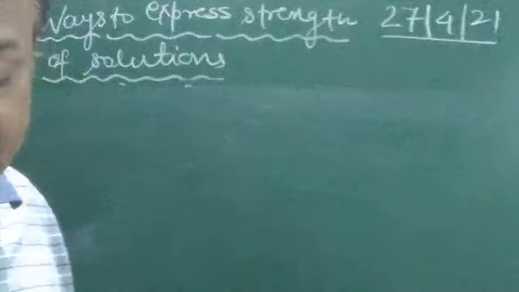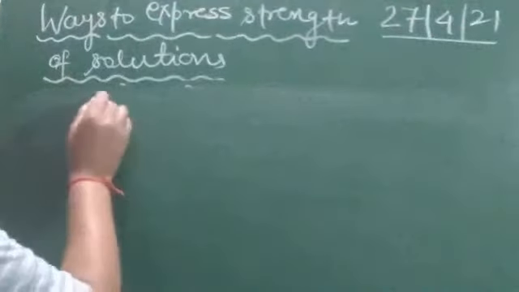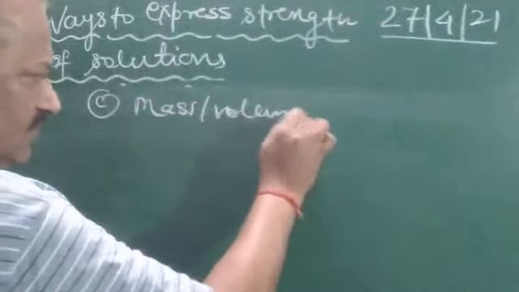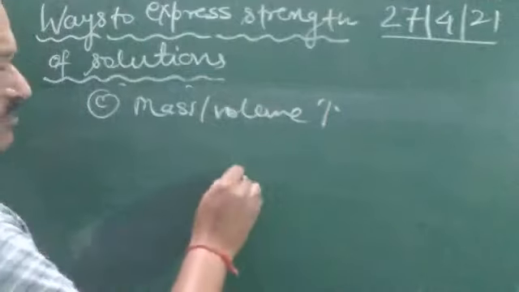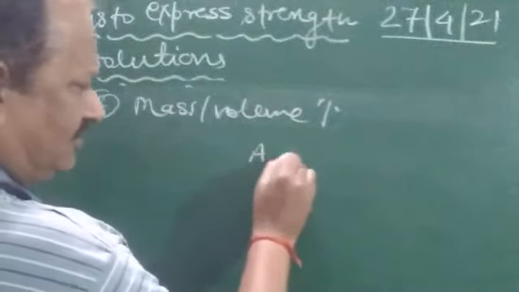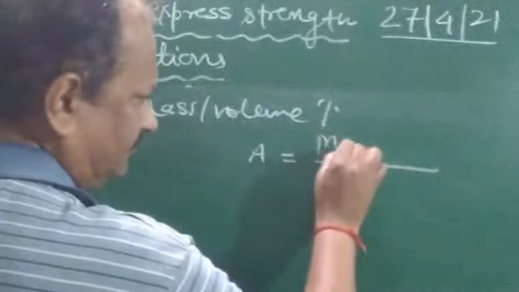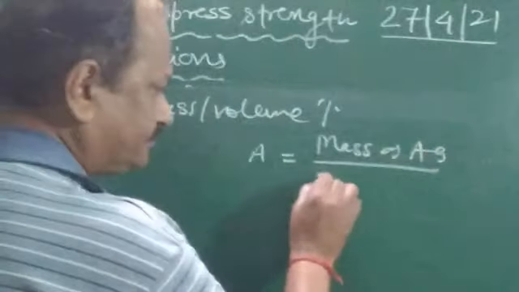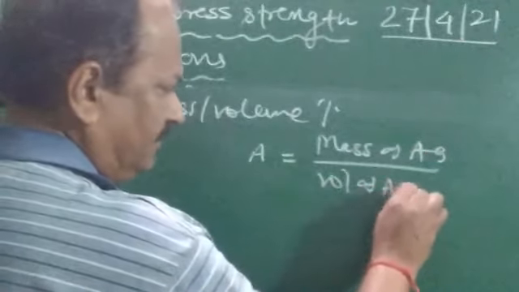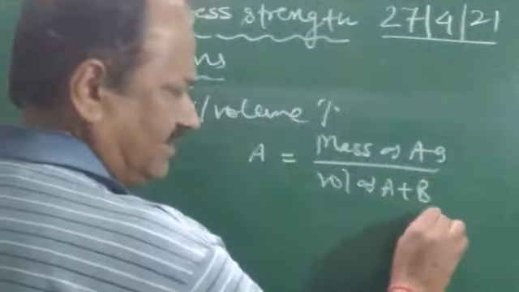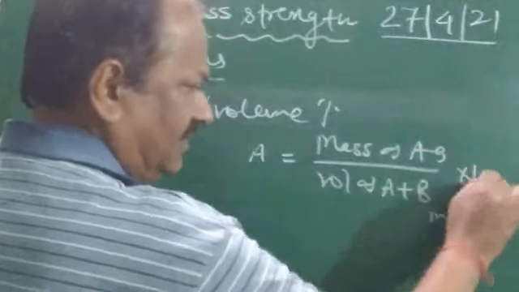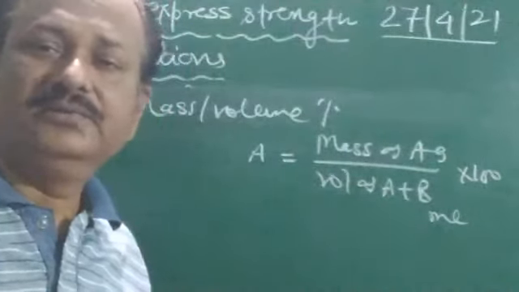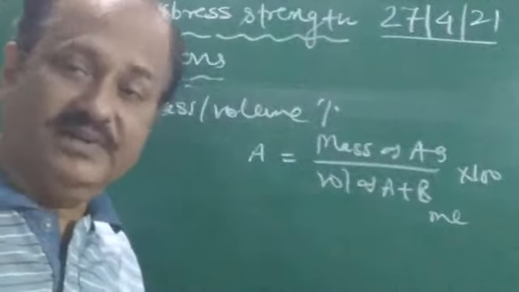So they are expressed in terms of mass. So third is mass by volume percentage. Similarly, if we have component, let it be component A, here we take the mass of A in gram upon volume of A plus B, again in ml, and multiplied by 100. So this is all about the percentage of three different types in different conditions.